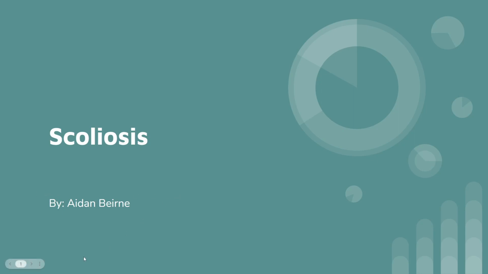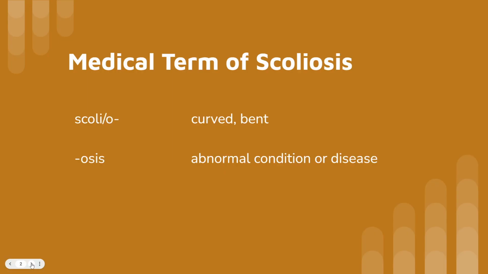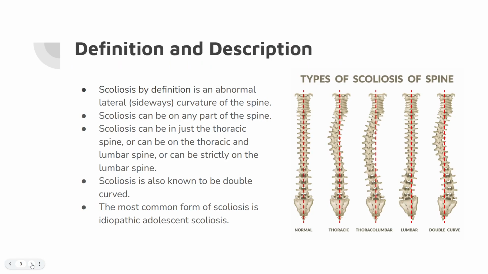This is scoliosis. The medical term of scoliosis: the prefix is scoli/o, which means curved or bent, and the suffix osis is abnormal condition or disease. The definition and description: scoliosis, by definition, is an abnormal lateral curvature of the spine.